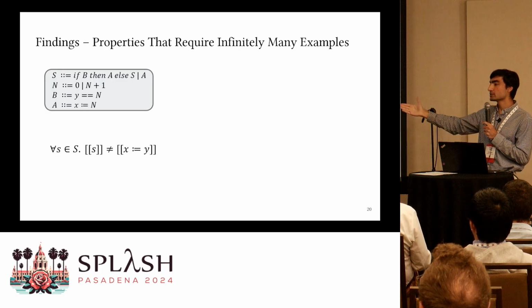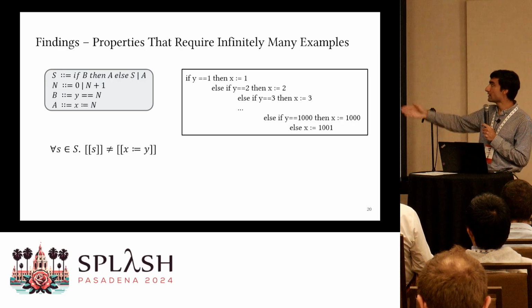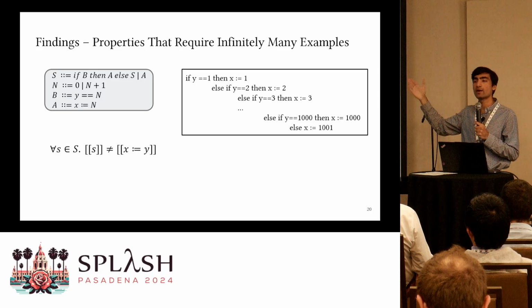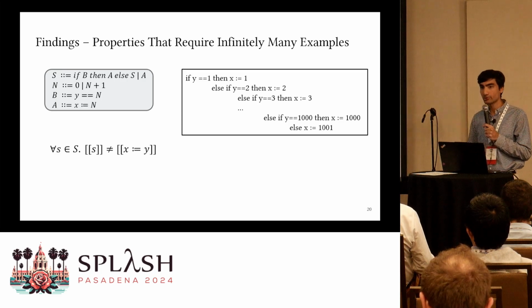So if I wanted to construct a program that was similar to x gets y, I would do something like this. If y is 1, then x gets 1. If y is 2, then x gets 2. If y is 3, then x gets 3, and so on and so on and so on. And eventually I have to finish the program.